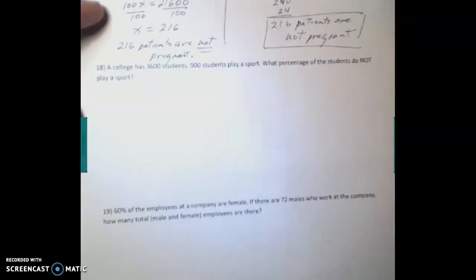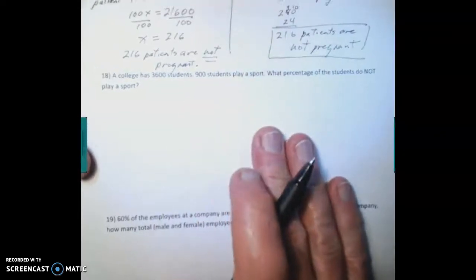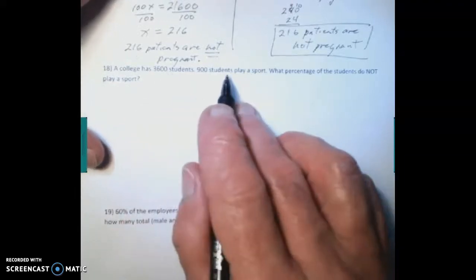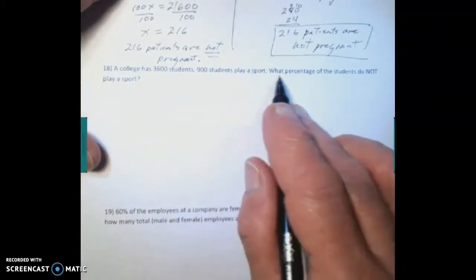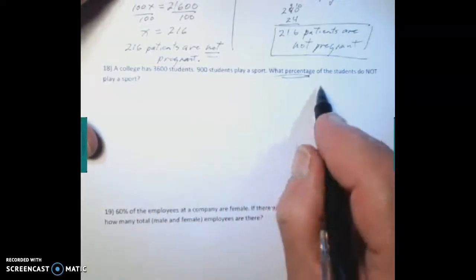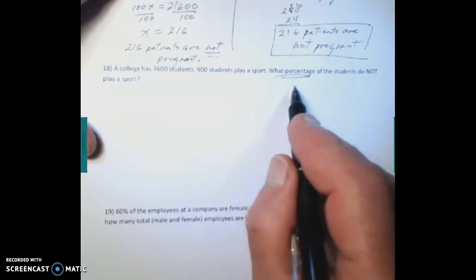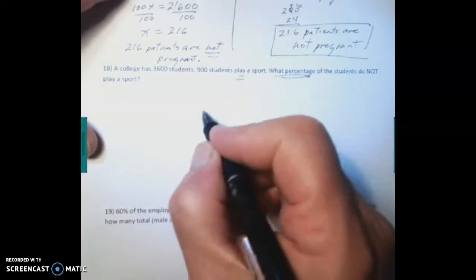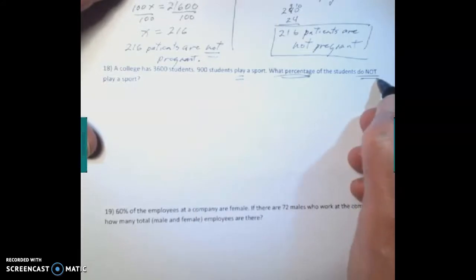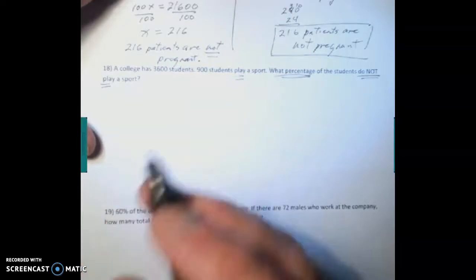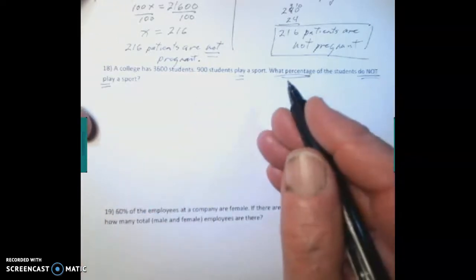All right, number 18. A college has 3,600 students. 900 students play a sport. What percentage, okay, we're looking for the percent of the students that do not play a sport. Again, percent with a twist. They tell us how many play a sport, but they ask how many do not play a sport. So, again, two ways to do this.